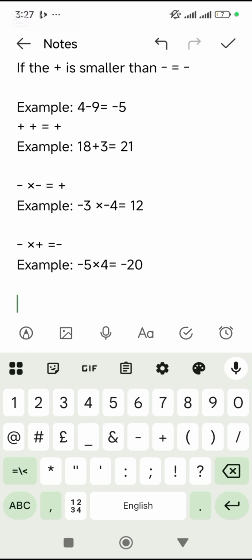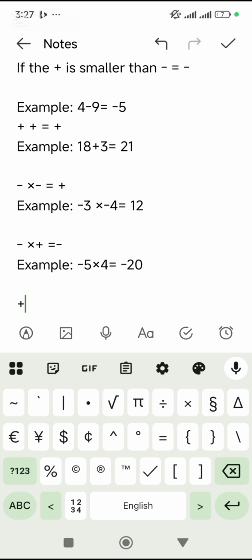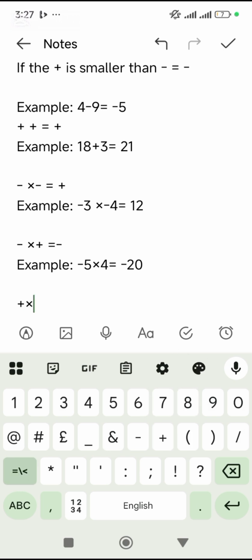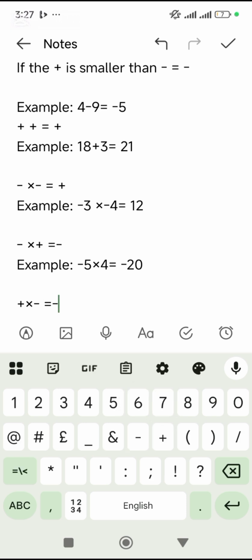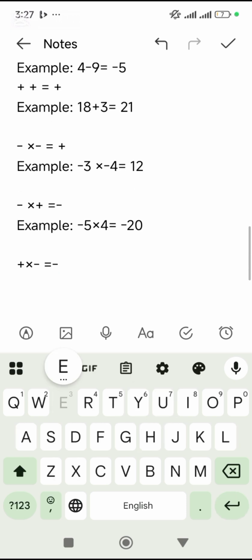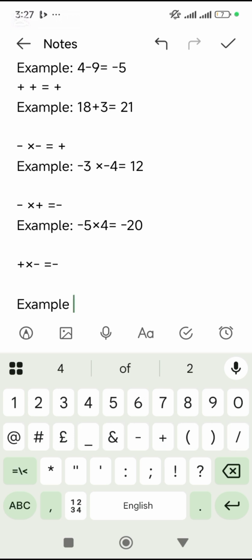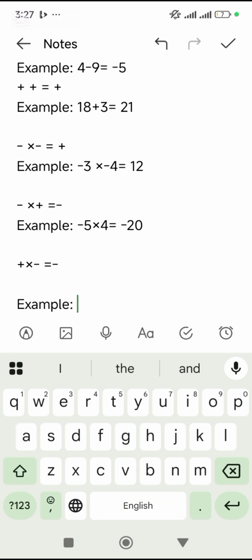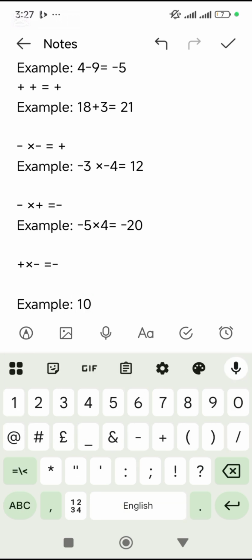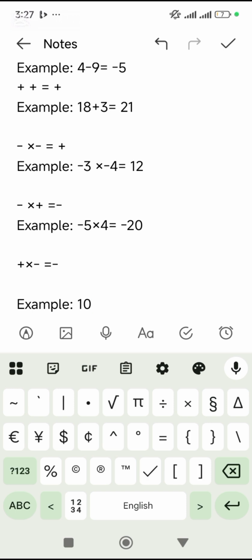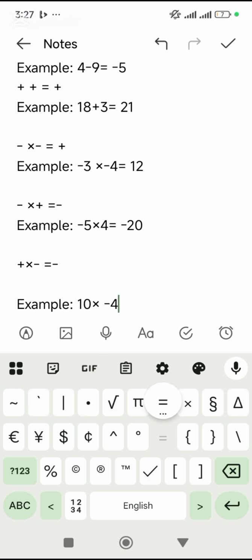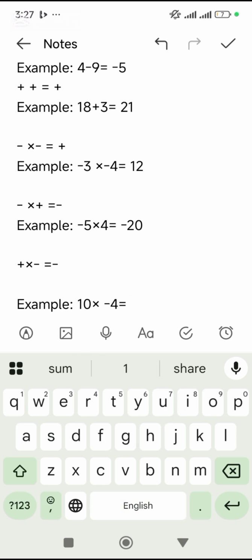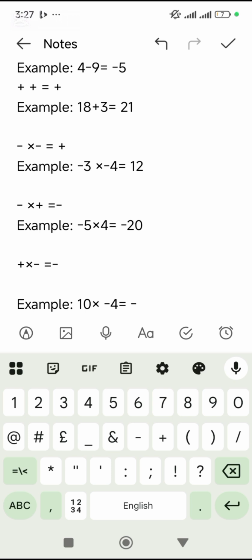Okay, we can also have plus times minus, and it is also going to be minus. Example, we can have 10 times minus 4. 10 times minus 4, that will be minus 40.